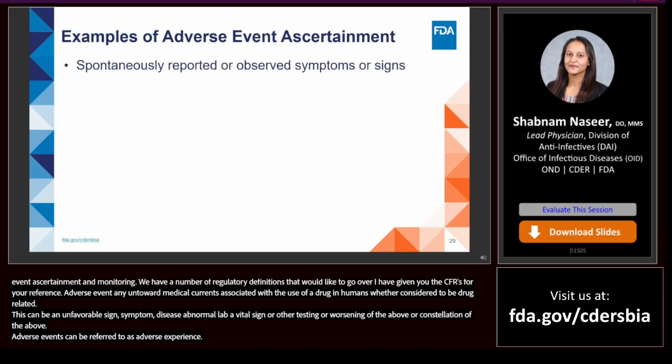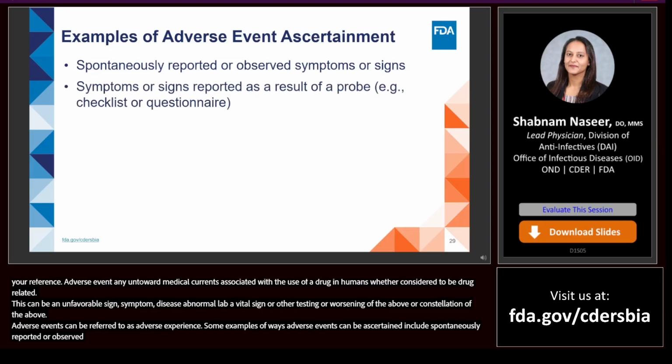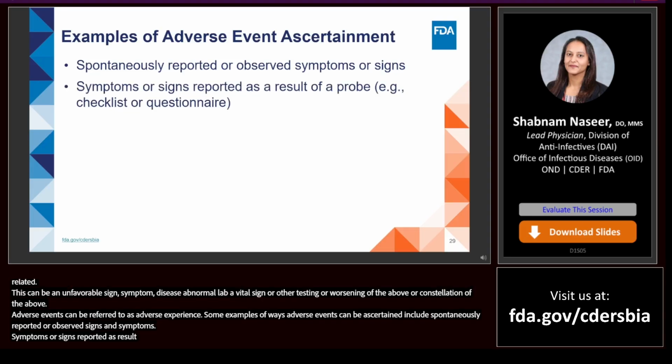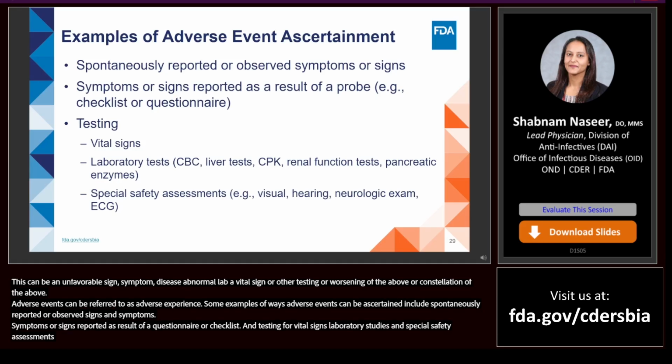Some examples of ways that adverse events can be ascertained include spontaneously reported or observed signs and symptoms. Symptoms or signs that are reported as a result of a probe, such as a questionnaire or a checklist. And then testing of vital signs, laboratory studies, and special safety assessments can also be conducted, and these can include, for example, visual, hearing tests, or EKGs.